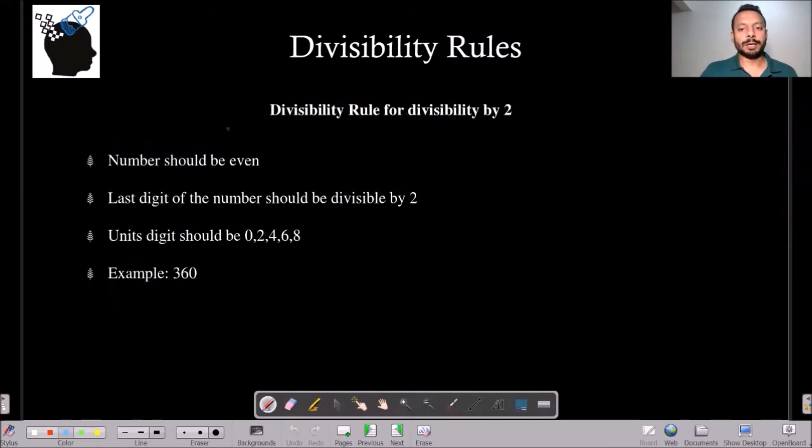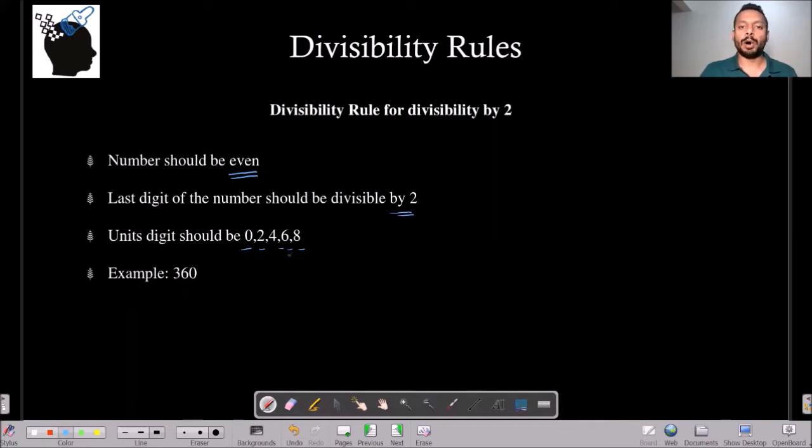So let's start with the divisibility rule by 2. If a number is divisible by 2, first of all, the number should be an even number. That's the easiest thing to find out whether the number is divisible by 2 or not. The other way you can figure it out is if the last digit of the number is divisible by 2, then the number will also be divisible by 2. Or you can also look at the units digit, and if the units digit is 0, 2, 4, 6, or 8, then also the number is divisible by 2.